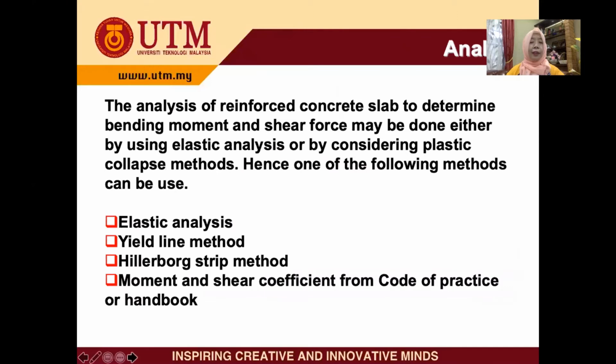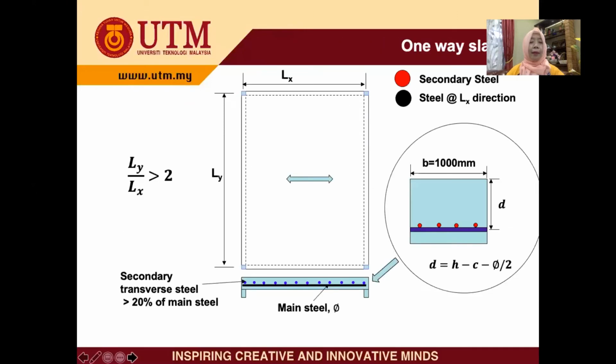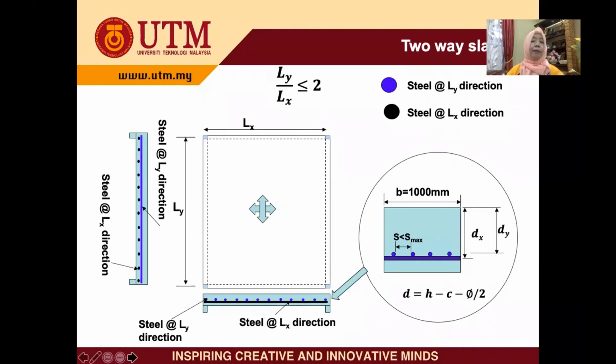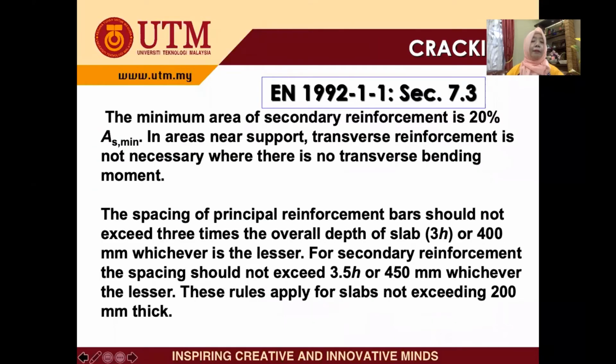This is for the one-way slab. Just now I explained that. One-way slab is when Ly over Lx is greater than 2. So it only requires main steel here, but we need to provide secondary transverse steel. This one, the blue dot, the minimum is 20% of the main steel. In the area near the support, it is not necessary.